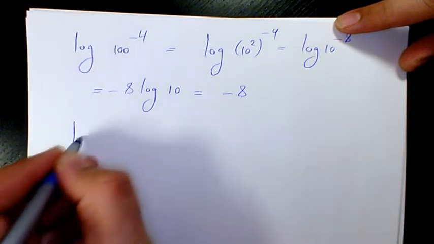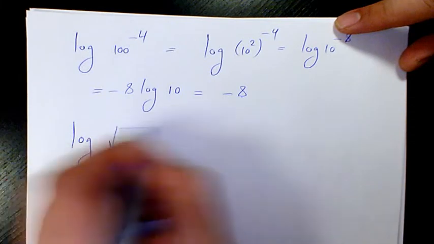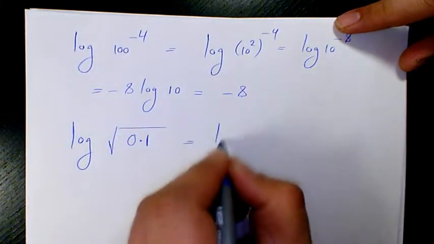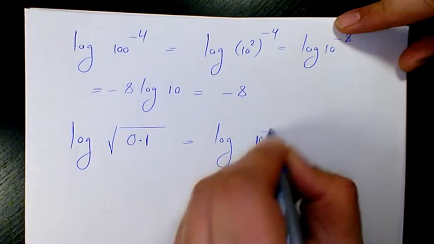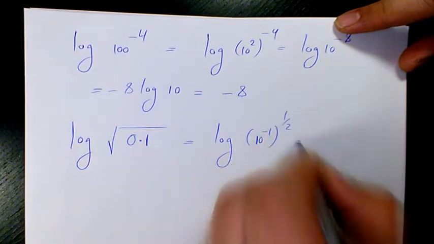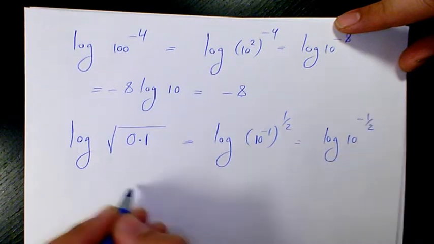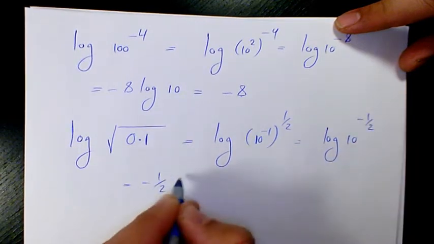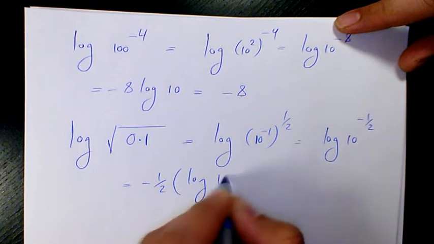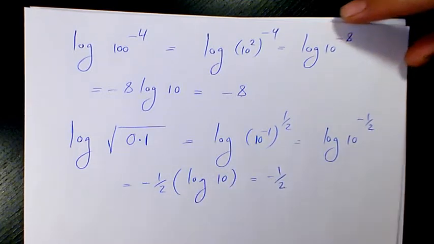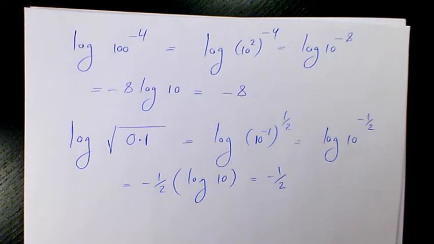Next one, log square root of 0.1. I'm going to say that's equal to log 10 to the power of negative 1 to the power of 1 over 2. That's going to be log 10 to the power of negative 1 over 2. It's going to be negative 1 over 2 times log 10. Log 10 is 1, so negative 1 half times 1 is going to be negative 1 half.